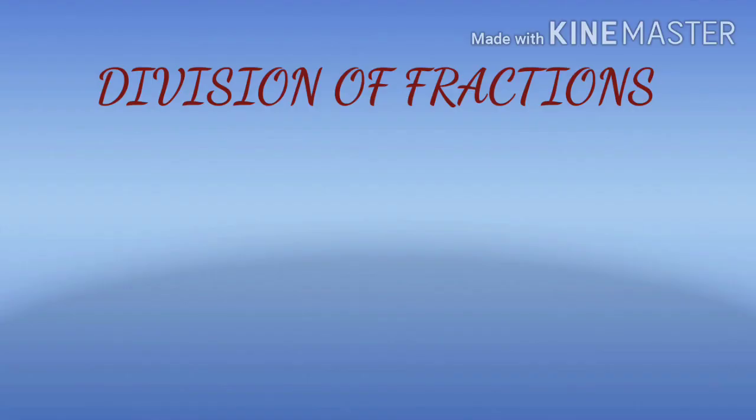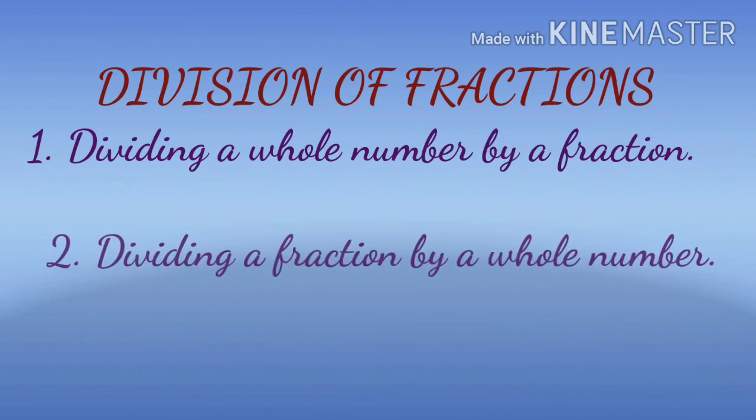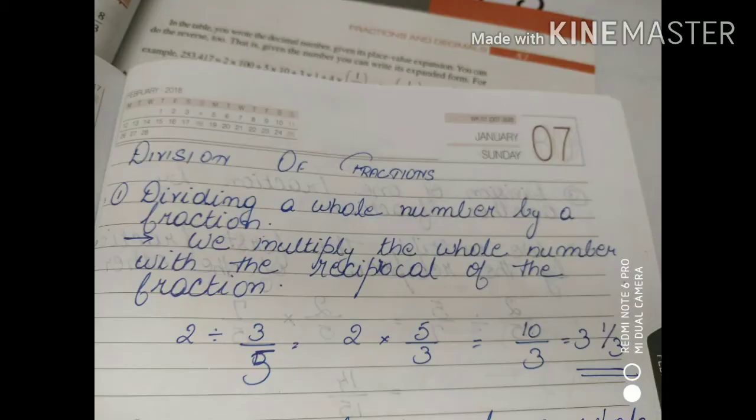So basically in the topic division of fractions, we deal with division of a whole number by a fraction, dividing a fraction by a whole number, or dividing one fraction by another fraction. So let's understand it better. The first one says dividing a whole number by a fraction. In this, we multiply the whole number with the reciprocal of the fraction. For example, 2 divided by 3 by 5. We take the reciprocal of 3 by 5, that is 5 by 3, and the inverse of division, that is multiplication, and the answer will be 10 by 3.